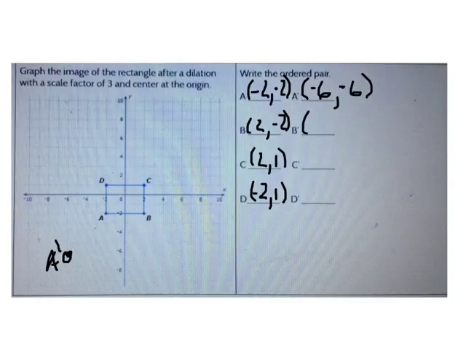What would be the ordered pair of B prime if I multiplied both the x and y coordinate by 3? It would be at 6, -6. What would be the ordered pair of C prime if I multiplied both the x and y coordinate by 3? It would be at 6, 3.